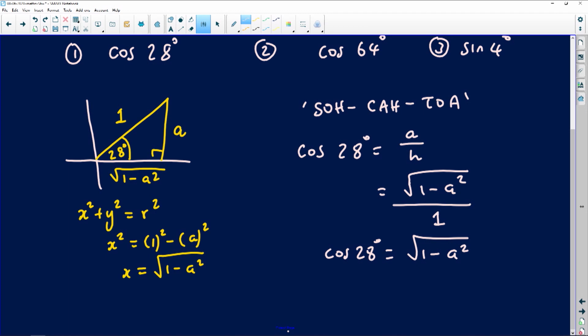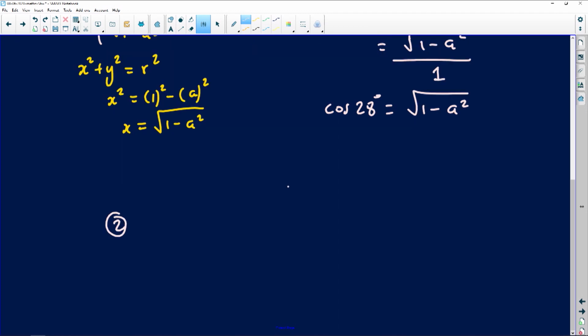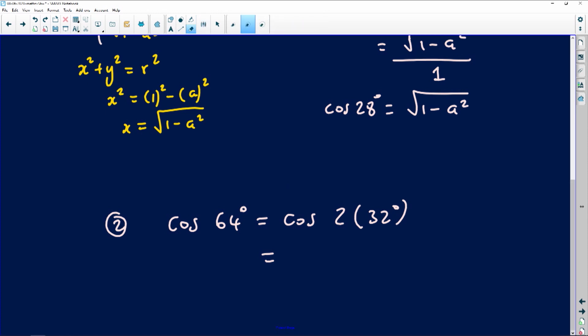What am I going to say? When we're solving number 2, we're going to say the cosine of 64 degrees is just the cosine of double 32 degrees. So this is where we're going to use the 32 degrees given information to try and expand this.